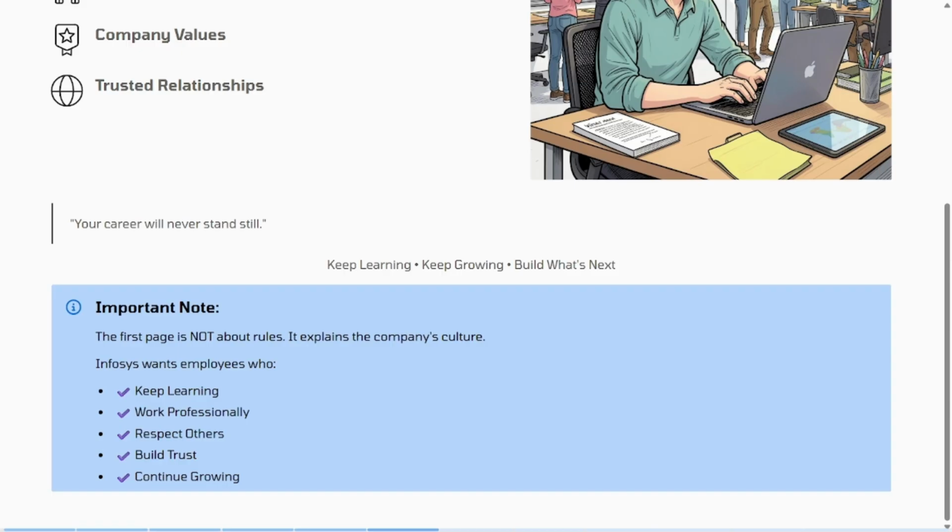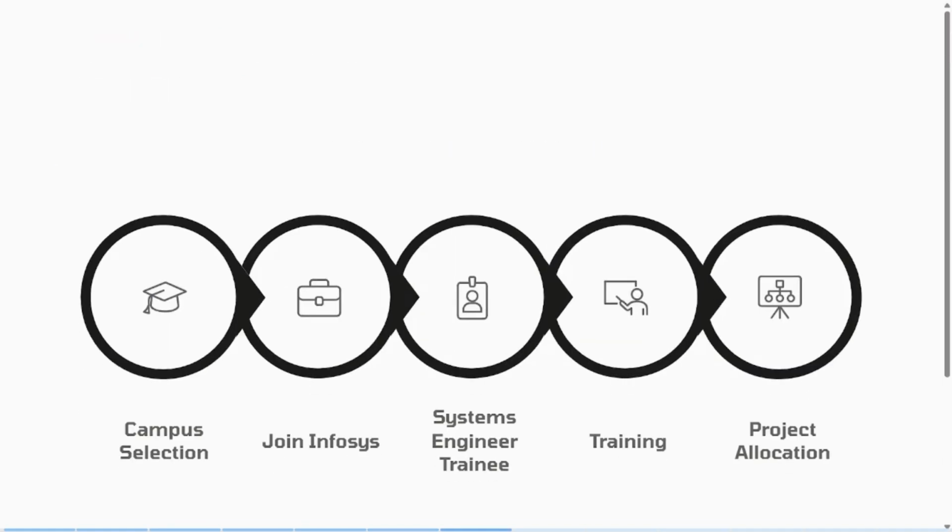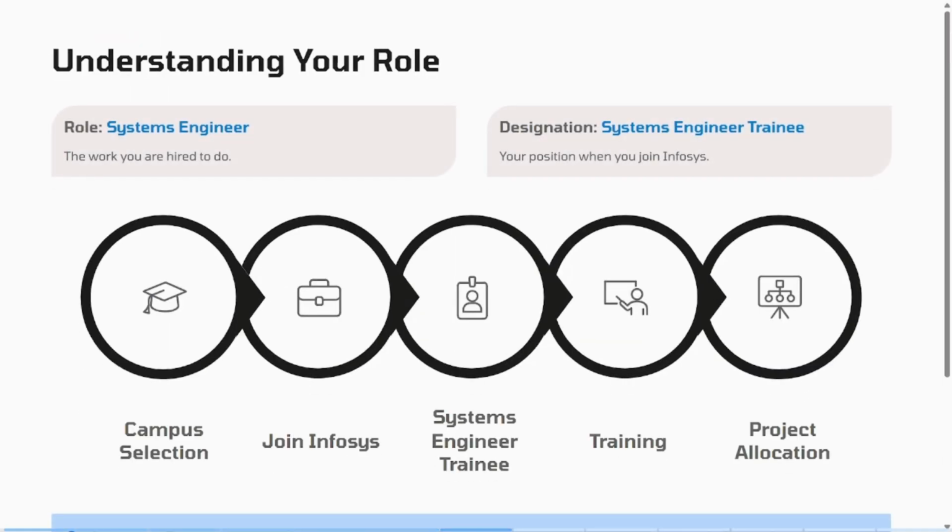So now let's understand one of the most common doubts among the freshers. When I received my offer letter, I noticed two different terms. One is role and the other one is designation. My role is system engineer, but my designation is system engineer trainee. So what is the difference? It is actually very simple.